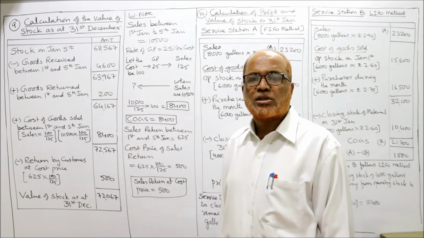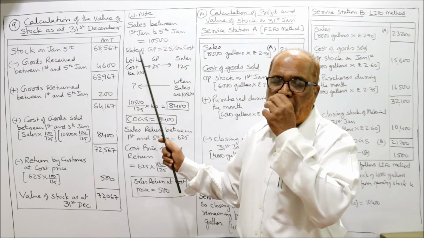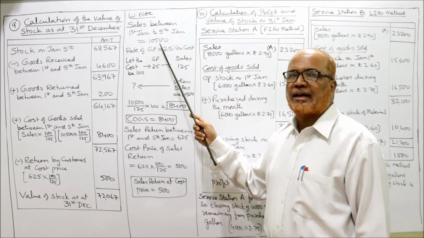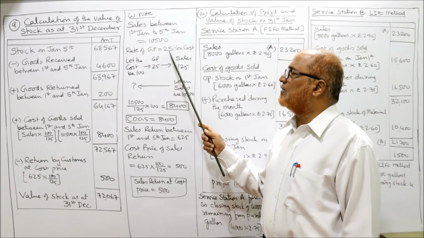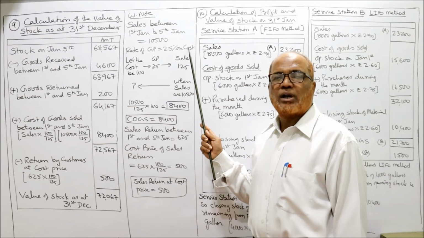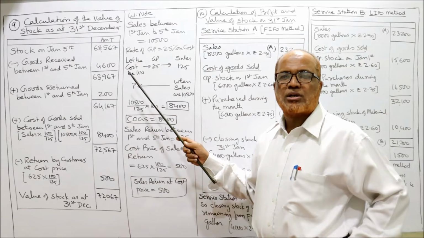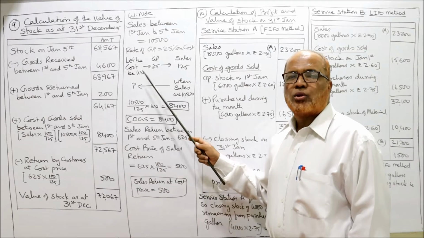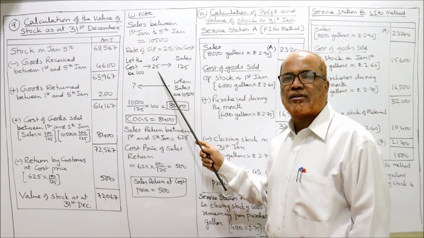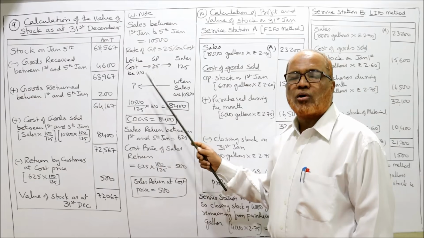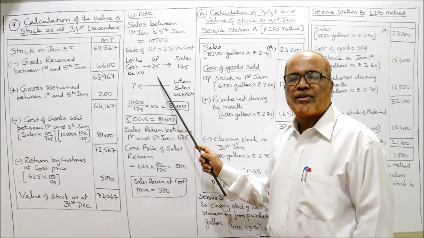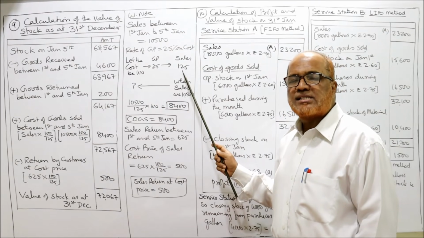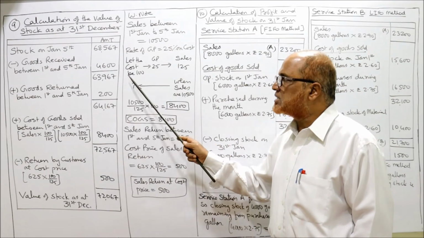Now I have explained in the working notes here. Sales between 1st Jan to 5th Jan is 10,500. And the rate of gross profit given in the problem is 25% on cost. We don't have the cost, so we suppose the cost. Let the cost be 100. The gross profit is 25. Cost plus gross profit is equal to sales. Cost 100 rupees, gross profit 25 rupees, the sales will be 125. So in other words, when sales are 125, cost is 100.